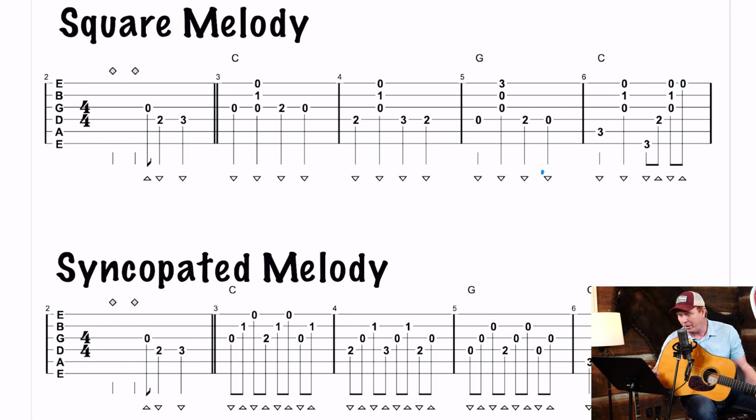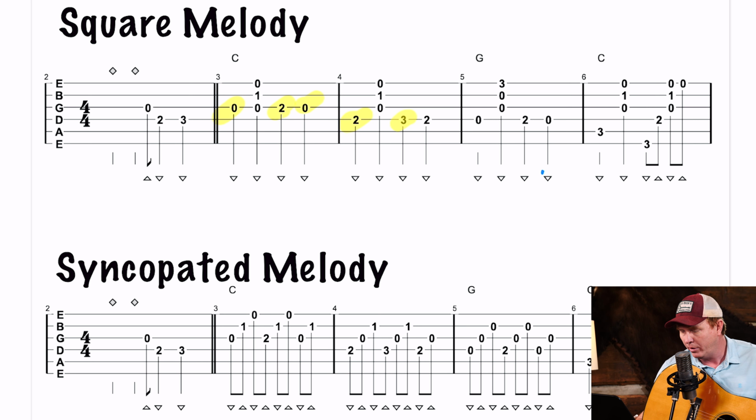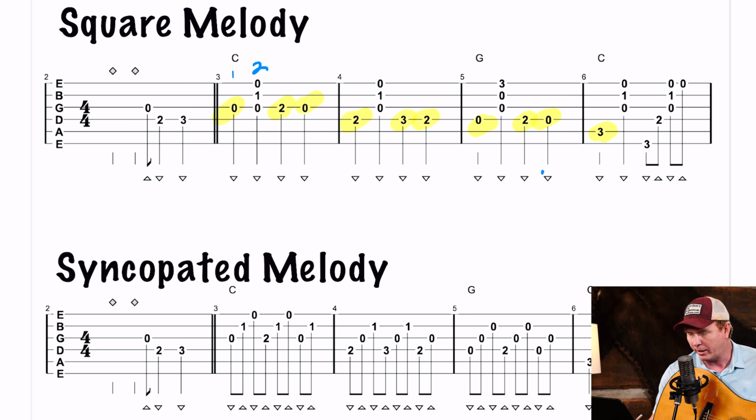Listen to the melody line. Let's take a look at it on the tab and you'll see what I'm talking about. Whenever we think about a square version, our melody notes are falling right on the downbeats. There's our melody notes for the square melody approach. And if you think about where those beats are, we've got our first beat, second beat, third beat, fourth beat, and so on. Always falling on the downbeat.